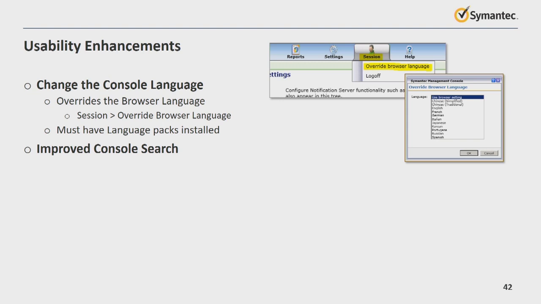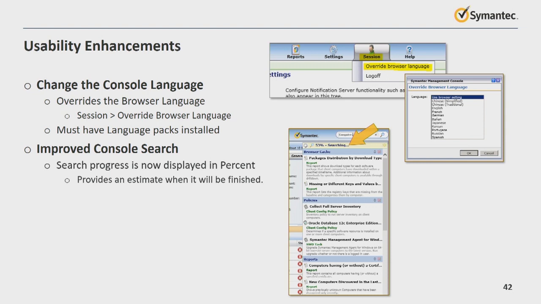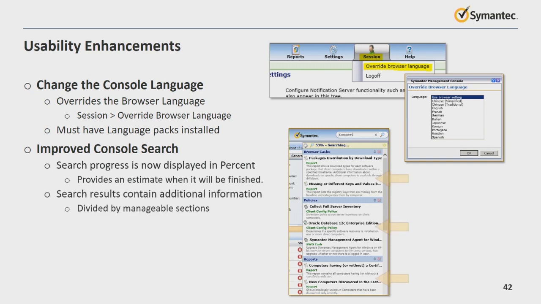We have also improved the console search. If you put a generic term in the search, you're going to get pages and pages of reports and components and policies and so on and so forth. So there's a lot of work done on this to make it a lot more useful. The first thing is it will tell you an estimate of when it's going to be finished, so 53, 56, 58 percent as it scrolls down. You put your word in and it uses a percentage to show you.